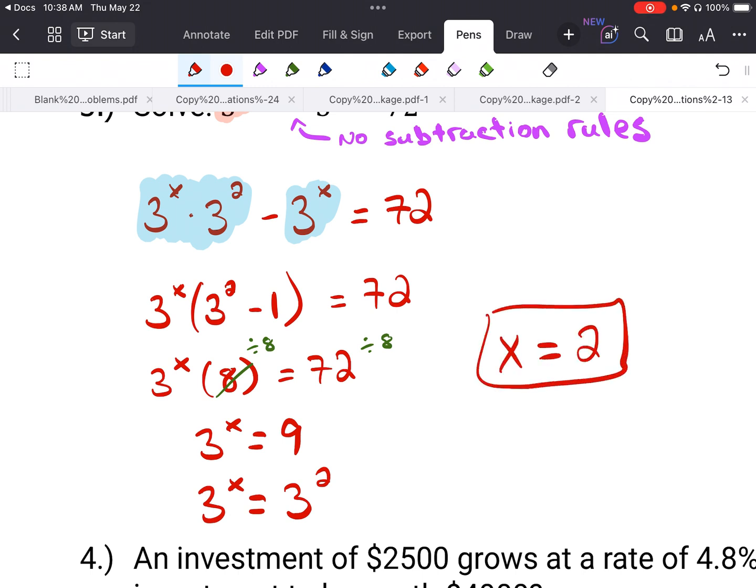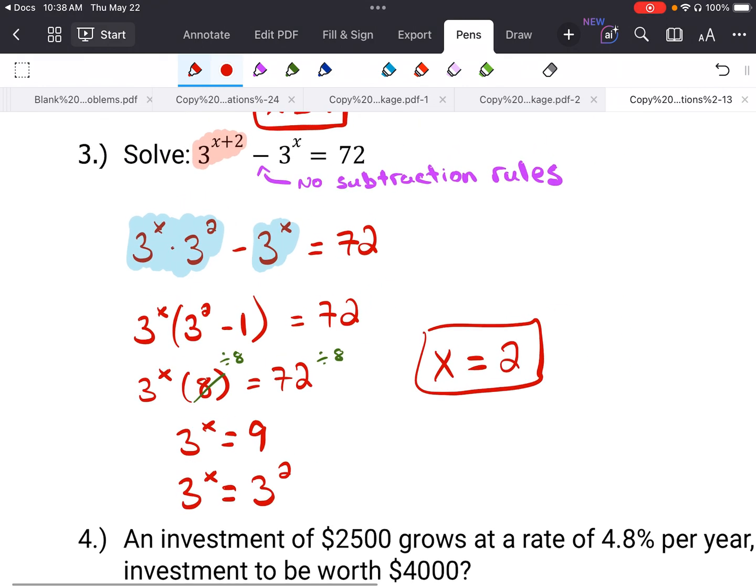Okay, so again, if we have a minus sign or a plus sign in between our bases, and one of the bases looks like this with two parts in our exponent, we can separate them and hopefully end up with a common factor.